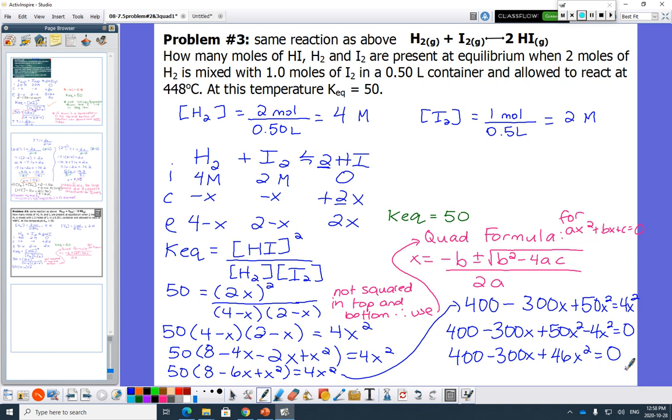So if this bothers you and you want to write it 46x squared minus 300x plus 400 equals 0, you can do that too, but you don't have to, okay? So the a goes with the number in front of the x squared term. The b is the number in front of the x term, okay? But you can rewrite it, yes.